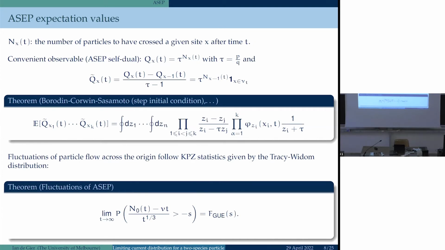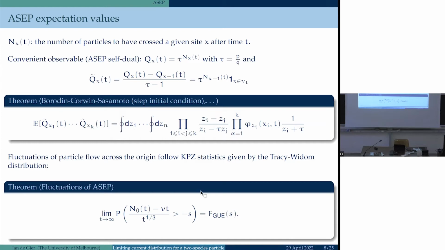Going back to a physical observable, it's like the flow of particles at a particular site. You'd like to know the expectation value of this. As written, the mathematics of it doesn't give you a nice answer. What you need to do is the following. You take tau to the power N(x,t) times that observable. Tau was the ratio of the two hopping rates. Then I take the discrete space derivative, q of x minus q of x minus 1, and I call that q tilde. That is tau to the power n at x minus 1 times an indicator function that there needs to be a particle at position x at time t. That turns out to be a convenient quantity to measure.